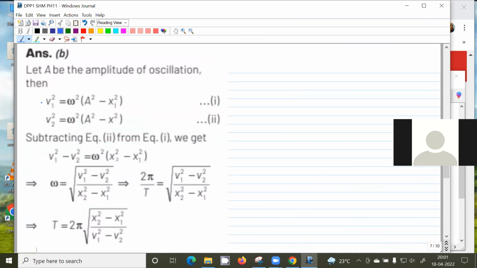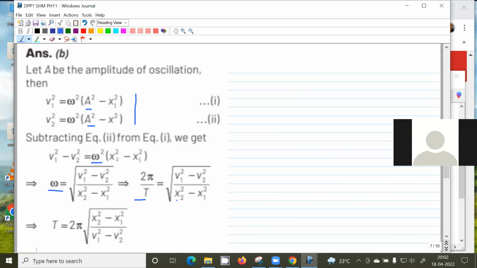So this is the expression for velocity, right? Omega into square root of a square minus x square. This is clear. So basically, I have to find omega. So we have to eliminate a. This is a trivial thing. When you subtract these two, I'll get omega square. After that, I'll get the amplitude. Is it clear?